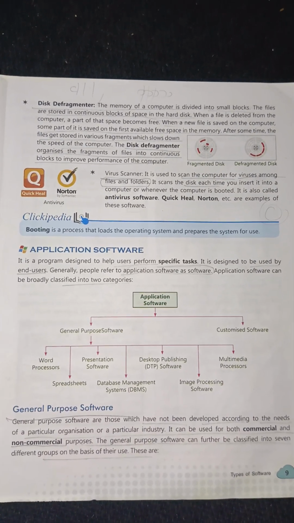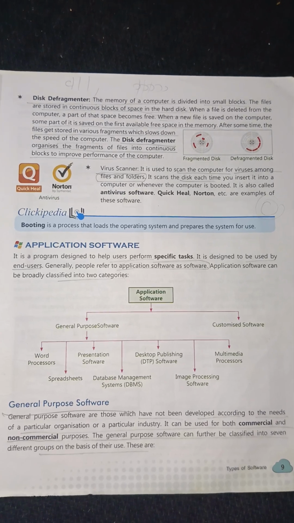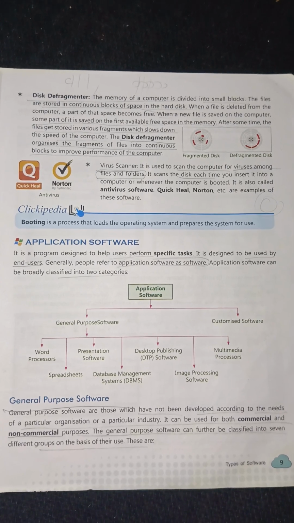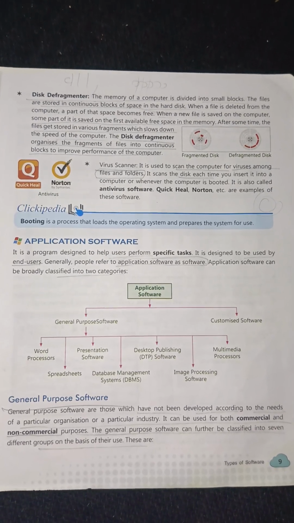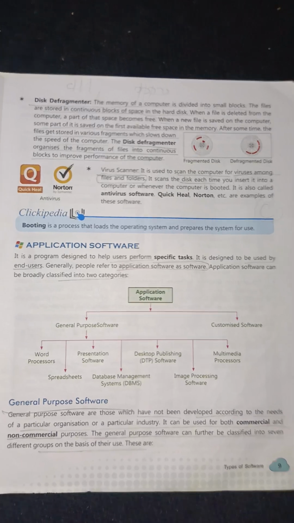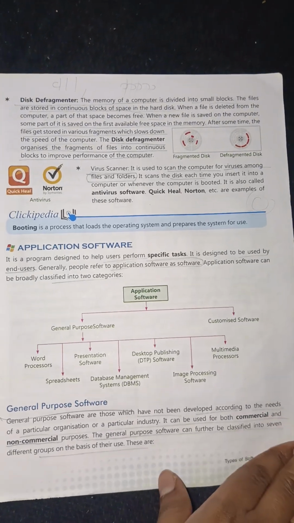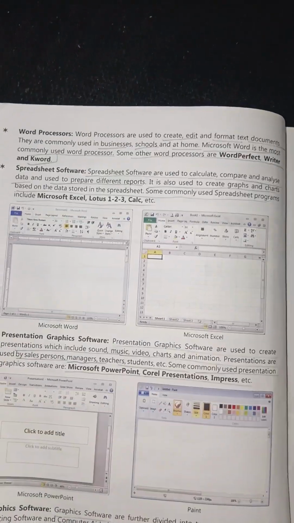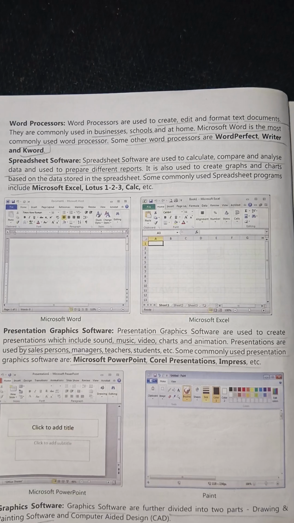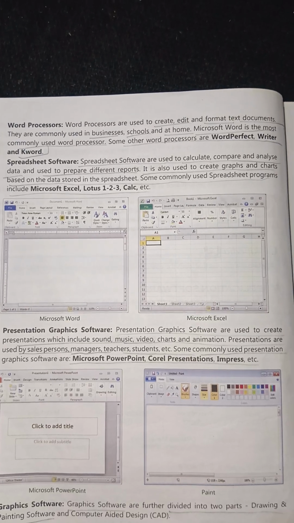Let us know the general purpose software. General purpose software are those which have not been developed according to the needs of a particular organization or a particular industry. It can be used for both commercial and non-commercial purposes. The general purpose software can be further classified into seven different groups on the basis of their uses. These are word processor. Word processors are used to create, edit, and format text documents. They are commonly used in businesses, schools, and at home.